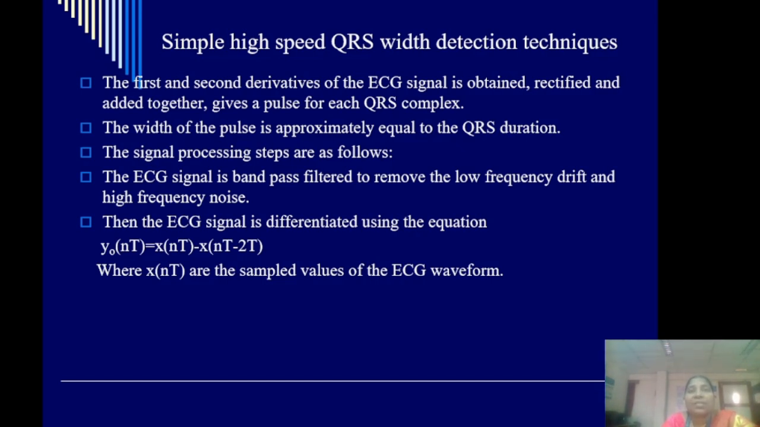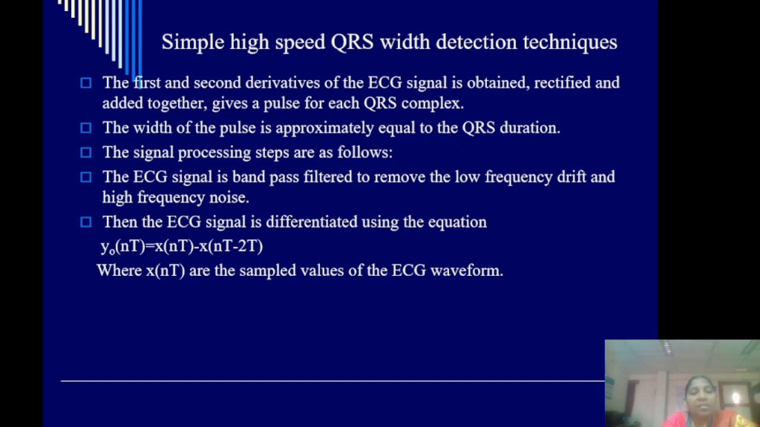Also, sometimes high frequency noise overlaps with the P wave, and so we can detect the P wave as a QRS complex by mistake. To overcome that, as an initial step, we apply the band pass filter to remove any baseline wandering effect or high frequency noise present in the signal. So the initial step is the application of the band pass filter. Then the next step is to differentiate the ECG signal.